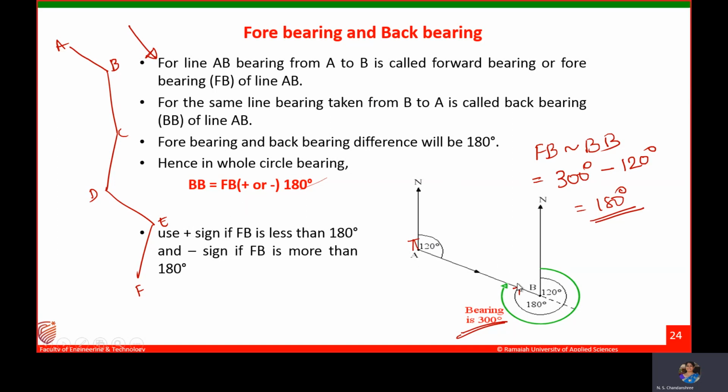If the difference is not equal to 180 degrees, then it is understood that there is some kind of error. That error can be a personal error, that is, a mistake made from the human perspective, where the person taking the reading has noted it down wrongly, or there can also be an influence of local attraction. We will study local attraction in the further slides.